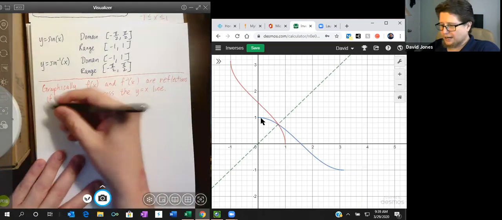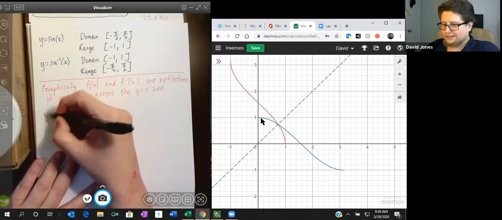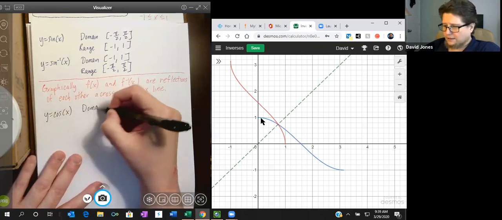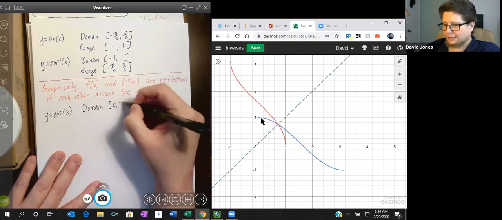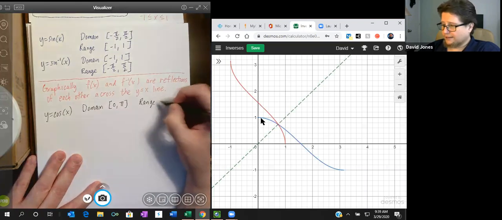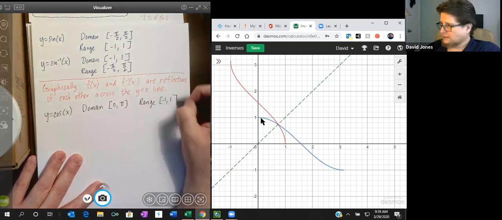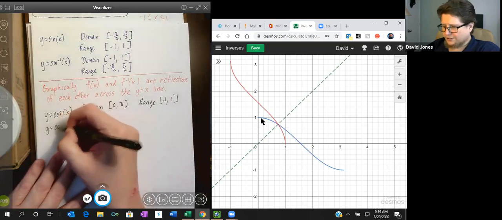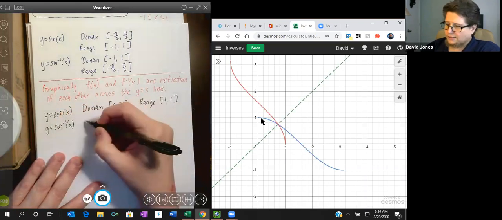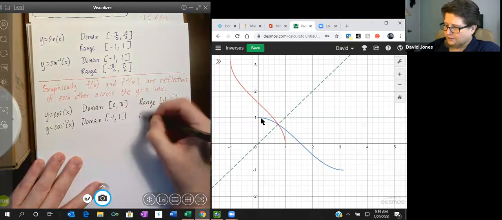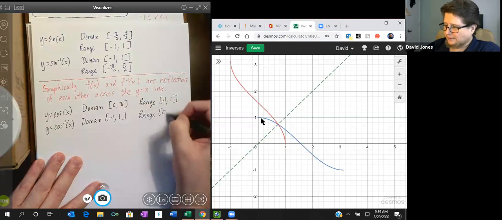So if we look at the domain and range of cosine versus cosine inverse, y equals cosine x: the domain was 0 to pi, and the range was -1 to 1. Cosine inverse of x: the domain is -1 to 1, and the range is 0 to pi.